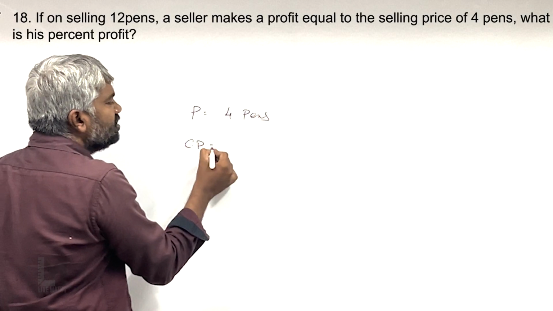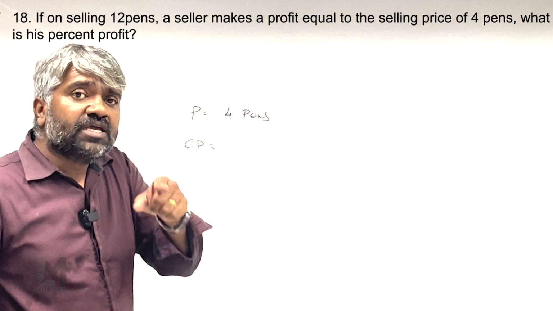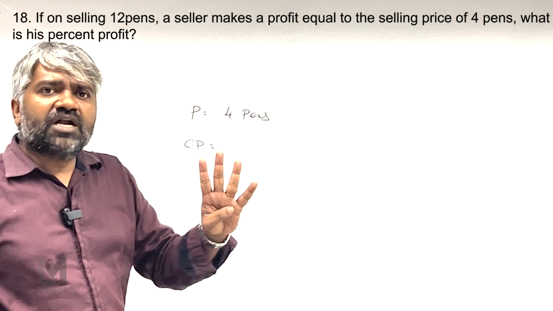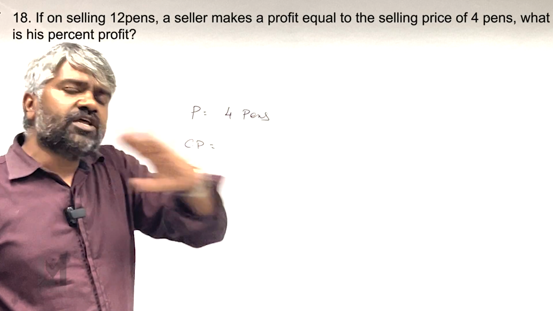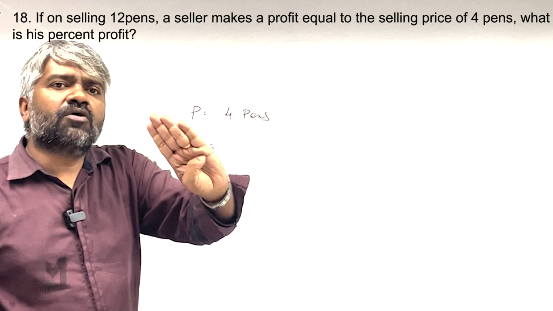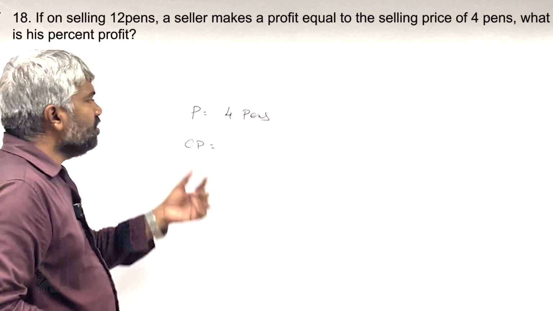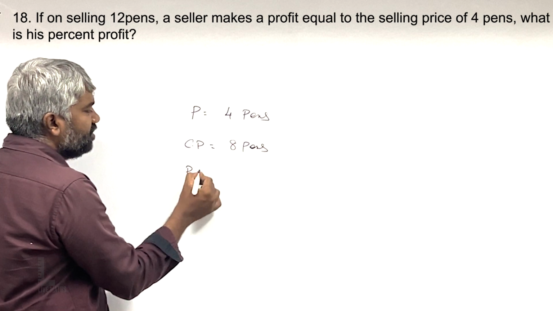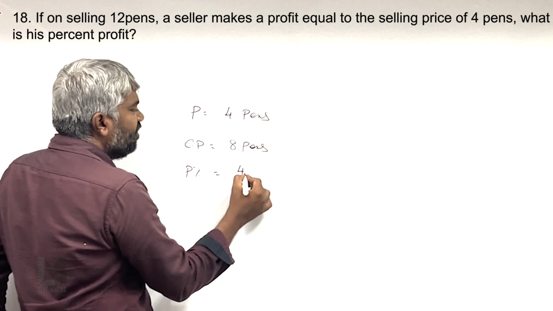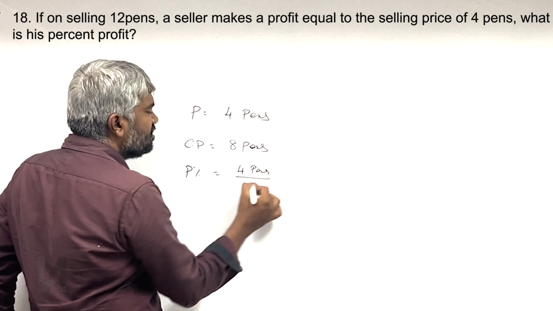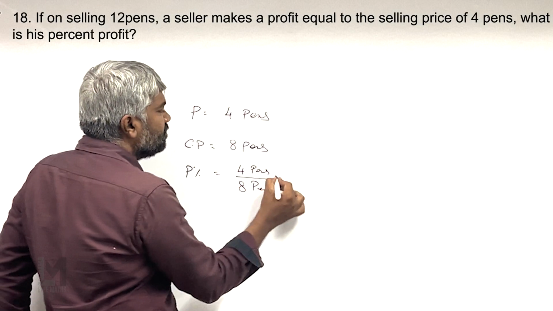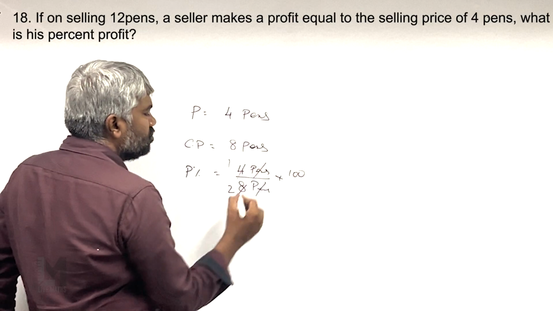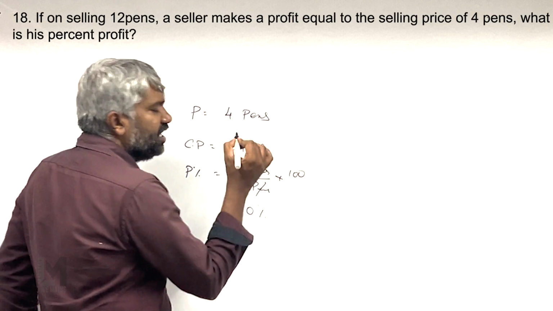What is the cost price? Sir, while selling 12 pens, he got his cost price when 8 pens were sold. Did you understand? See, 12 pens are there. While selling all the 12 pens, the cost of 4 pens is profit for me. So we will take cost price equal to 8 pens. Now we need to find the profit percentage. So profit is 4 pens, cost price is 8 pens, × 100, right? Cancel 1 by 2. So 100/2 is 50%, right?